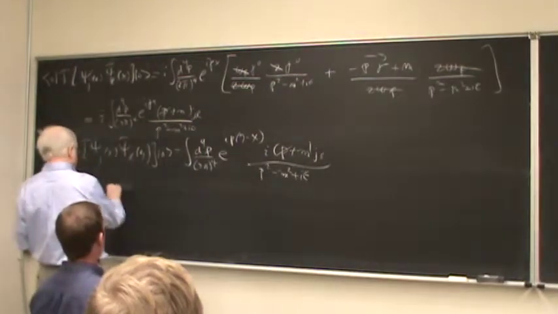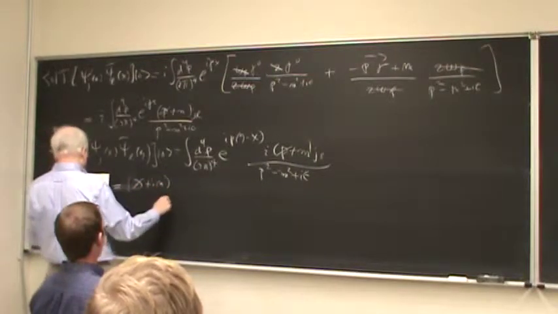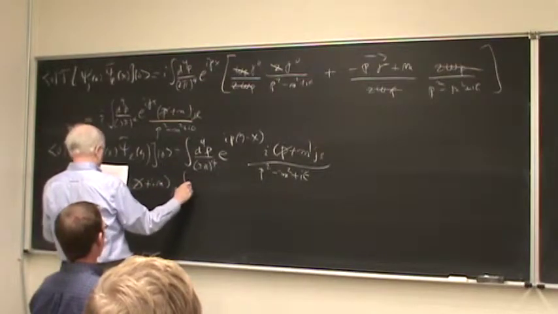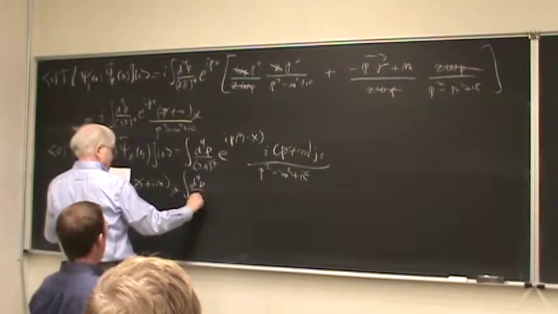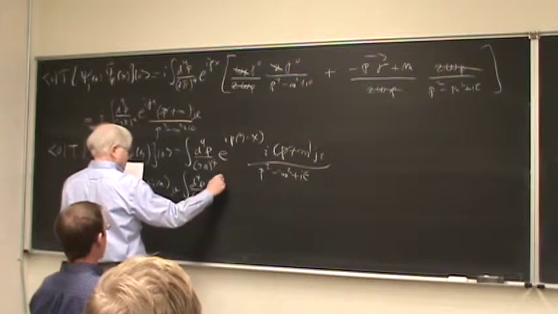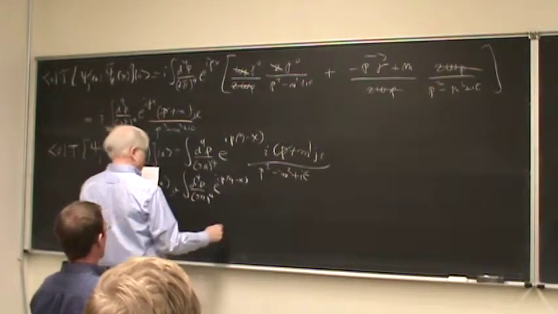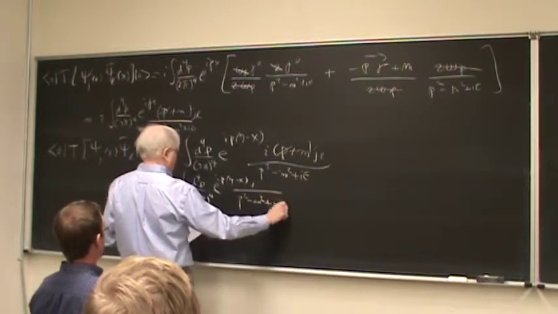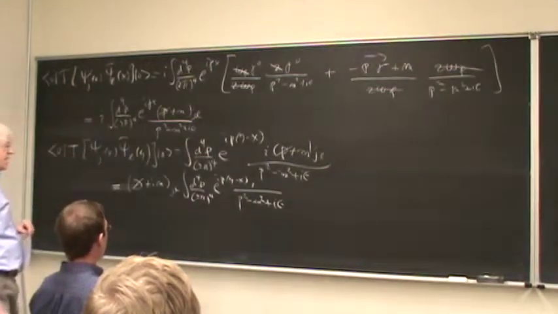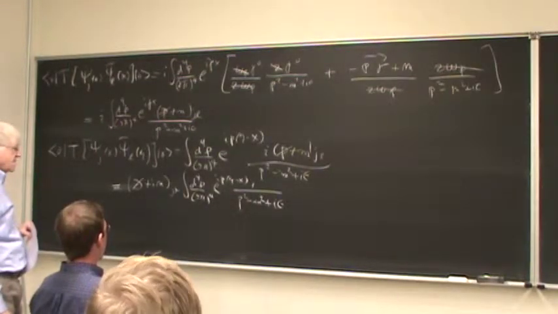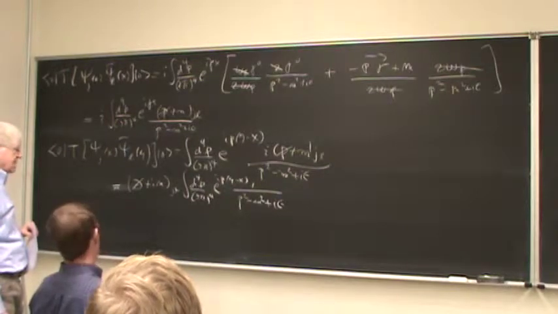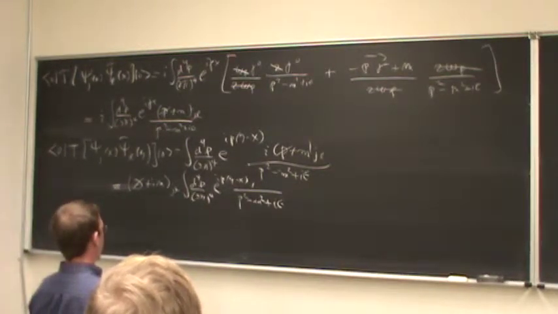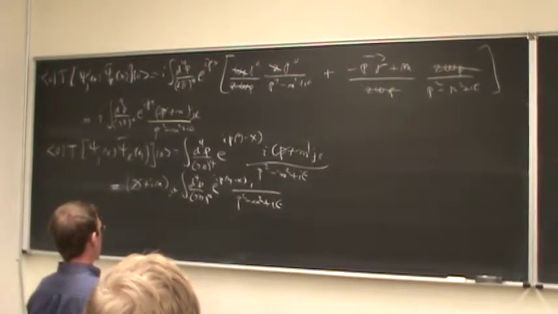And you can also write this as d slash plus im JL on integral d4 p over 2 pi to the 4th e to the I p y minus x, 1 over p squared minus m squared plus I epsilon. Okay. And so that's what I've got.